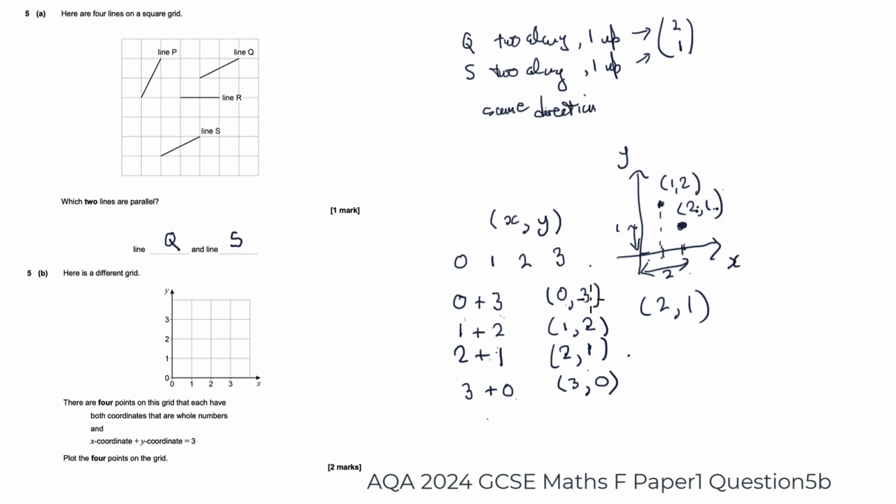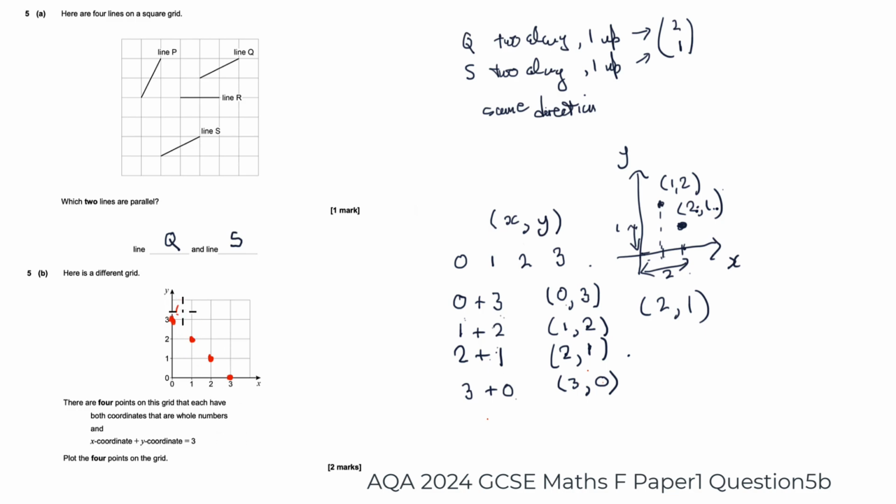So let's start with 0, 3. 1, 2, we go along one, up 2. 2, 1, we go along 2, up 1. 3, 0, go along 3, and we don't go up, parallel to the y-axis. So there's 1, 2, 3, 4 points.